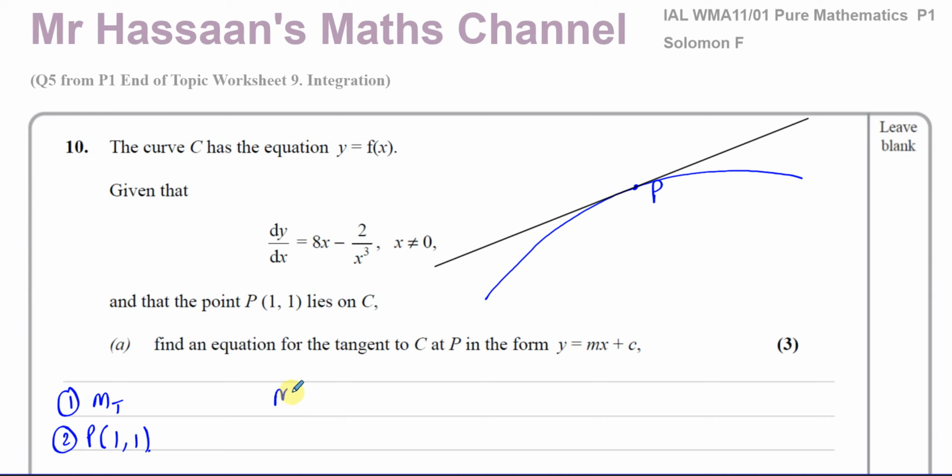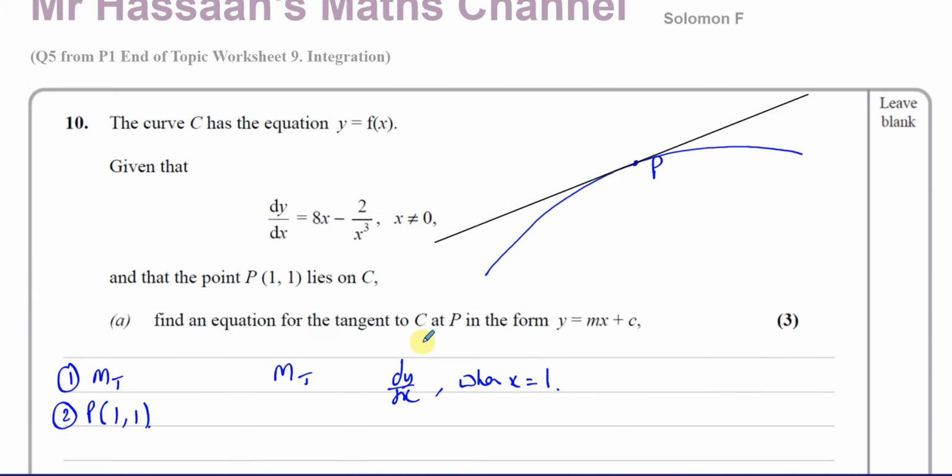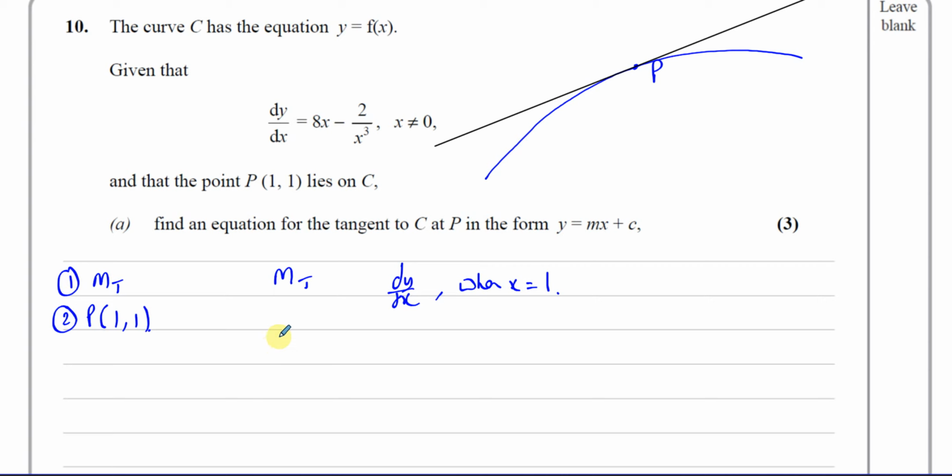So the gradient of the tangent at the point P is going to be what dy/dx is when x equals 1, because that's the x coordinate of that point P. So we just have to take dy/dx and replace the x with 1. So you have 8 times 1 minus 2 over 1 cubed, which is 8 minus 2, which is 6. So the gradient of the tangent is equal to 6.